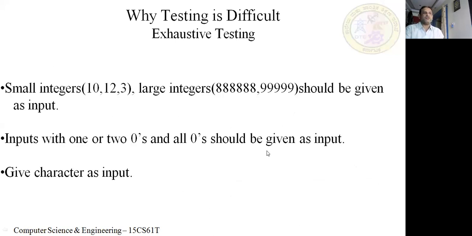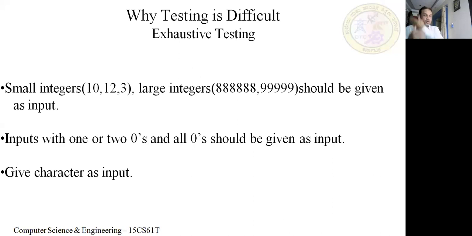For example, in integers again, small integers, 2 digits or 3 digits. Again, large integers should be given as input. Again, input with one or two zeros: one side as 0, or two sides as 0, or all sides as 0. Or give a character as input.